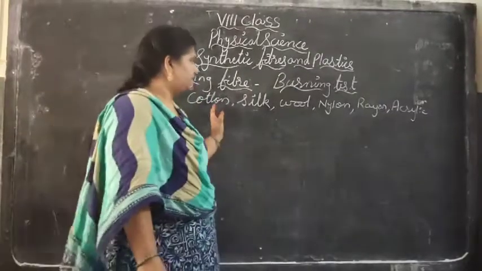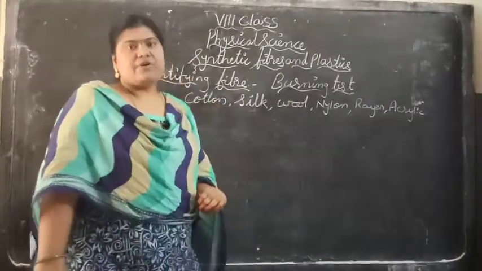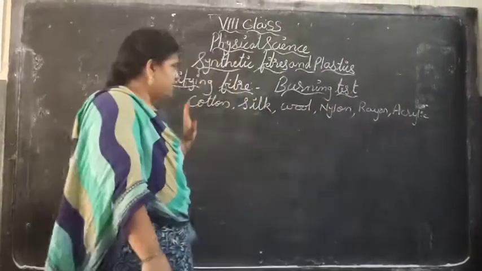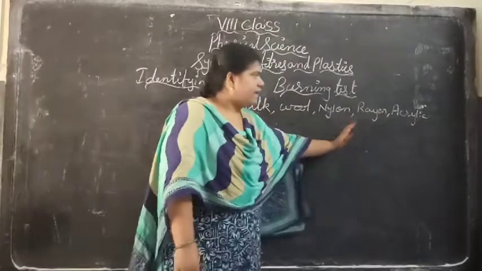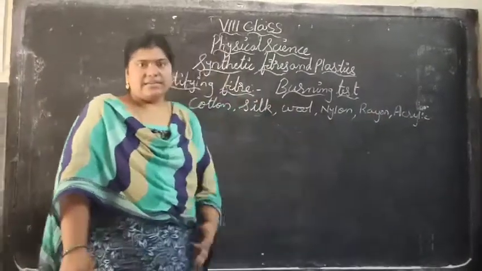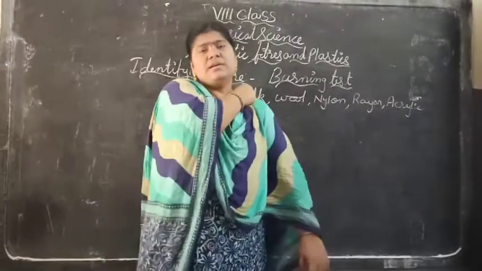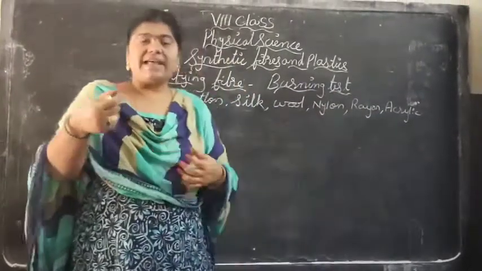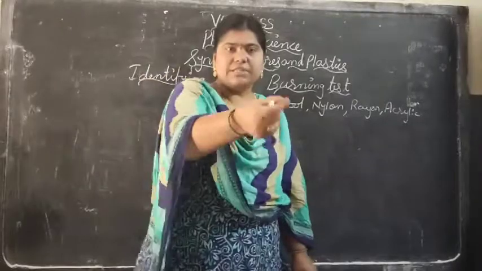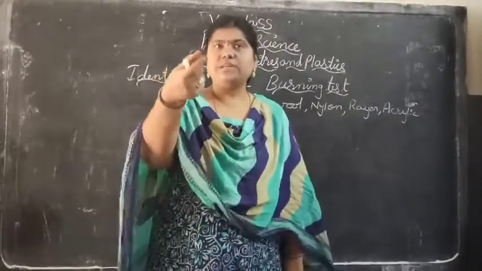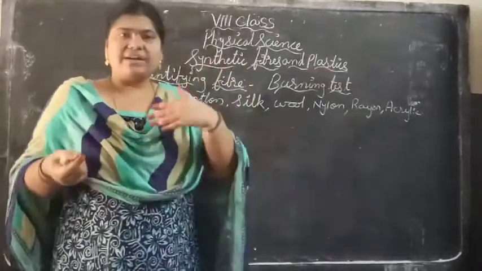First, ask your mother and collect these types of fabrics. The first three are natural and the next three are synthetic fibers: cotton, silk, wool, nylon, rayon, and acrylic. What do we have to do? Try to have tongs or tweezers in your hand. We can't directly catch the fiber and burn it. We have to handle the fiber with tongs, because the fire should not hurt us.